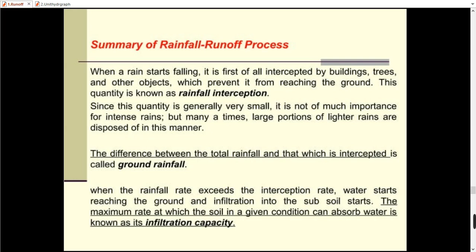When rain starts falling, it is first of all intercepted by buildings, trees and other objects which prevent it from reaching the ground. This quantity is known as rainfall interception. Since this quantity is generally very small, it is not of much importance for intense rains, but many times large portions of light rains are disposed of in this manner.